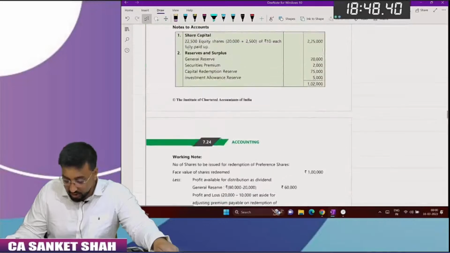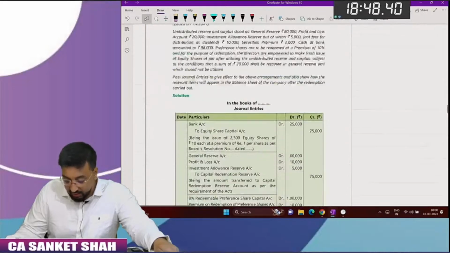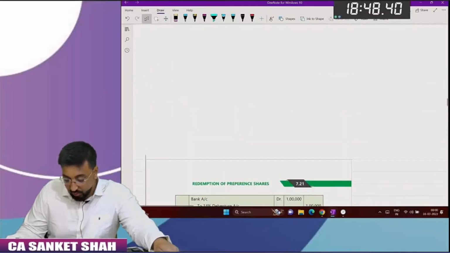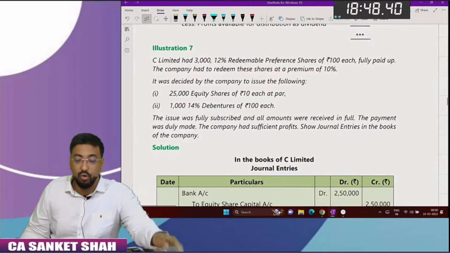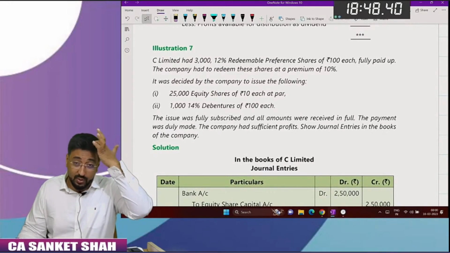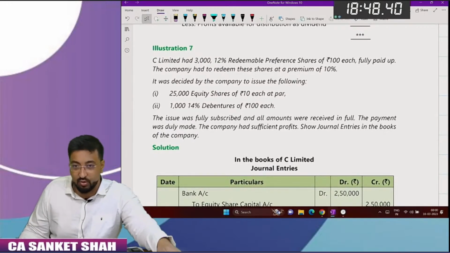Beta, illustration 8 I'm not going to do in writing. You will record it from the study question only, but I'm not doing it in writing. And after the break, I'm going to explain the concept of forfeiture. If time permits, we are going to solve TYK questions today.